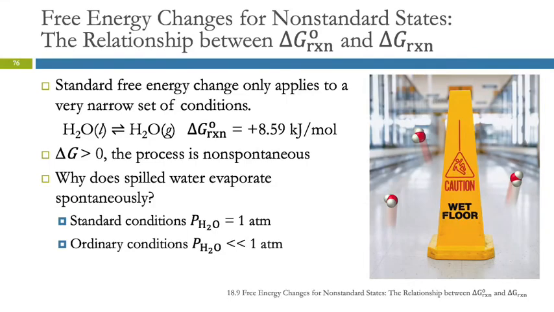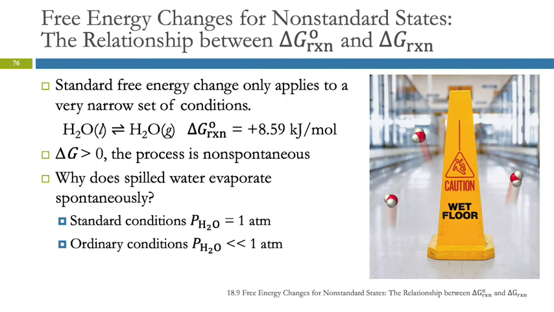So standard free energy change only applies in a narrow set of conditions. If we're looking at the equilibrium between liquid water and water vapor, delta G is plus 8.59 kilojoules per mole. So delta G is greater than 0. The process is non-spontaneous at standard conditions. So why does spilled water evaporate spontaneously?